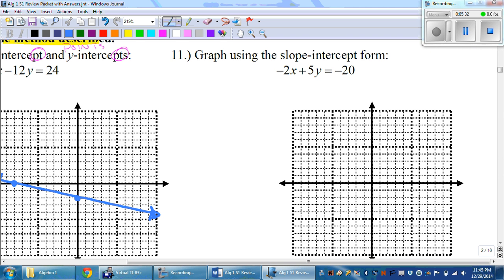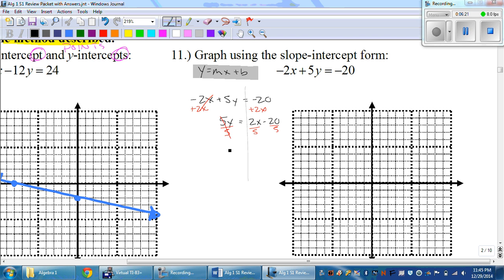So our next one, number 11, is saying that we need to graph using the slope-intercept form. Well, slope-intercept form, in case you've forgotten, is y equals mx plus b. So we need to get the y all by itself. So I'm just going to rewrite it over here. And then now we're going to start showing our work. So I want to get the y by itself. So the first thing that I'm going to do is add 2x to both sides. And we get that 5y equals 2x minus 20. Okay, the y is not alone yet, so we're going to divide everything by 5.